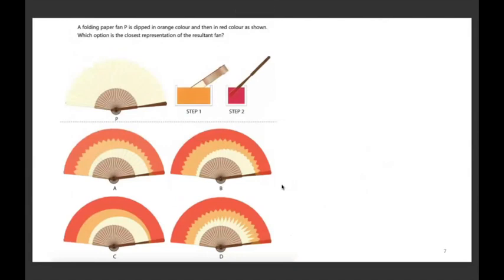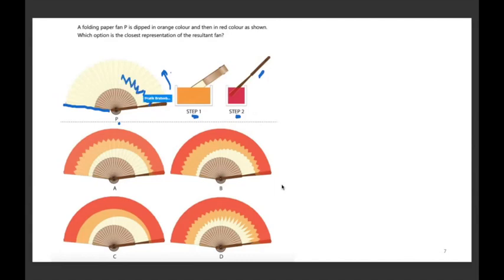A folding paper fan P is dipped in orange color and then red color as shown in the figure. Step 1 is orange and step 2 is red. Which of the options is the closest representation of the fan? We have to identify the closest representation of this fan. All right. So what we can see is figure P, when you unfold it like this, when this whole wooden part moves across and comes in this position, it will close off and it will look like what we see in step 2. In this position, if I'm dipping the fan, I will be producing this kind of a zigzag pattern that I'm actually drawing.